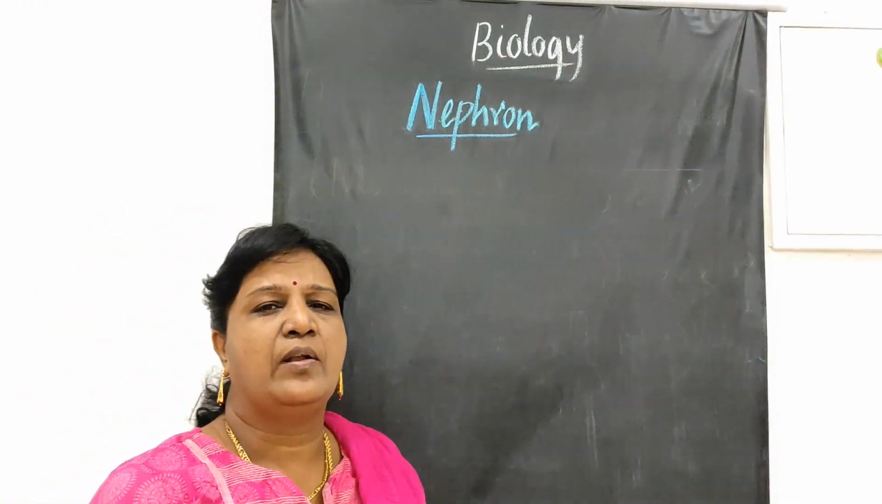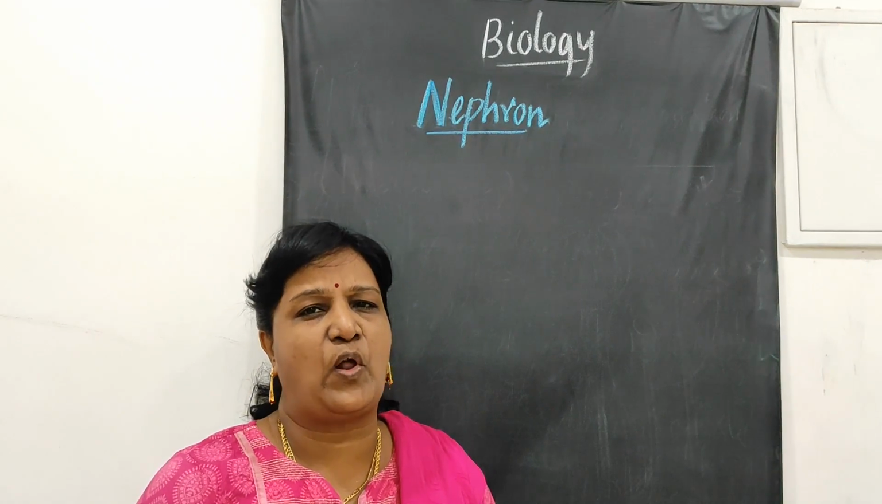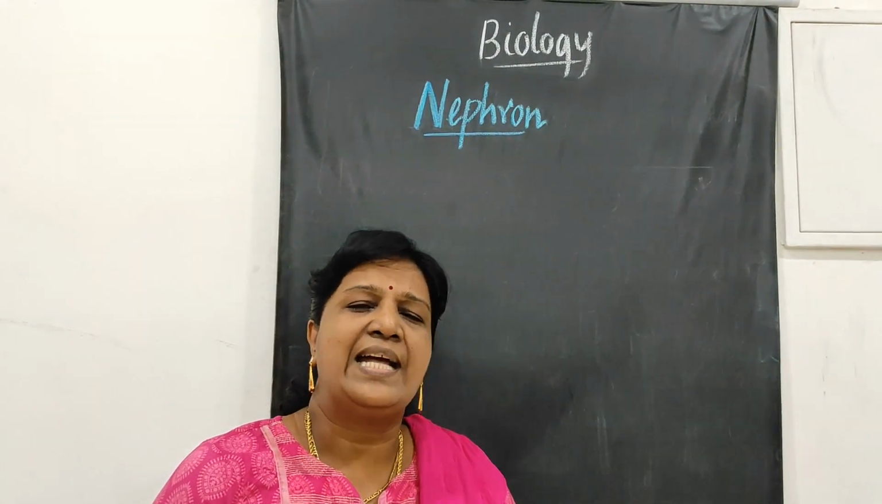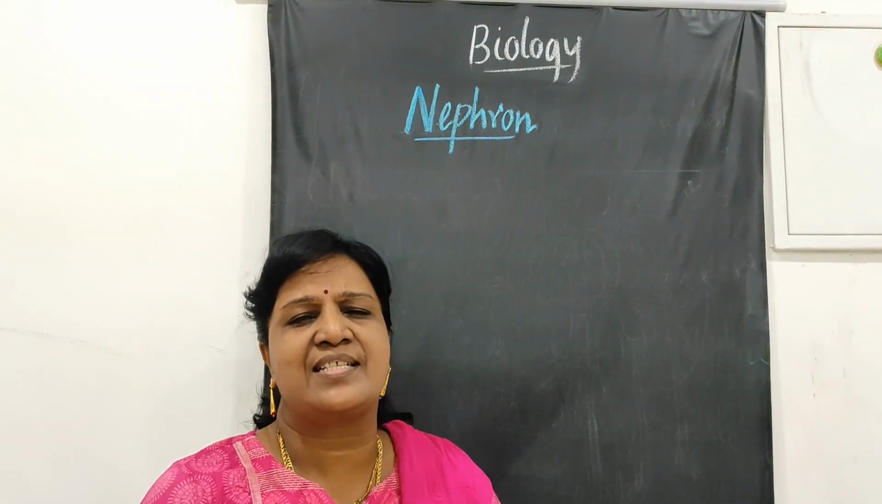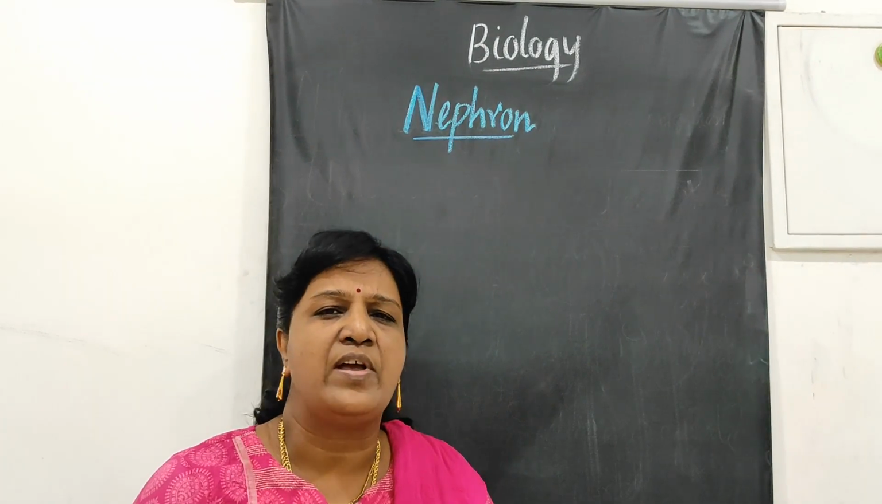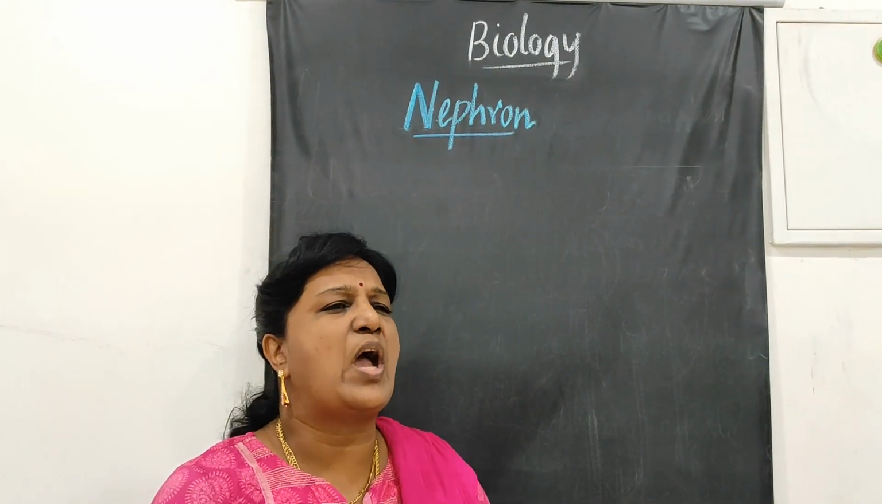So nephron, what do you mean by nephron, or define nephron? They are the structural and functional unit of the kidney. So nephrons are the structural and functional unit of the kidney. Each kidney consists of millions of nephrons.